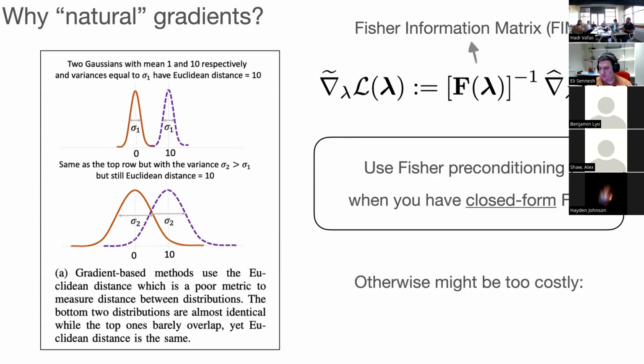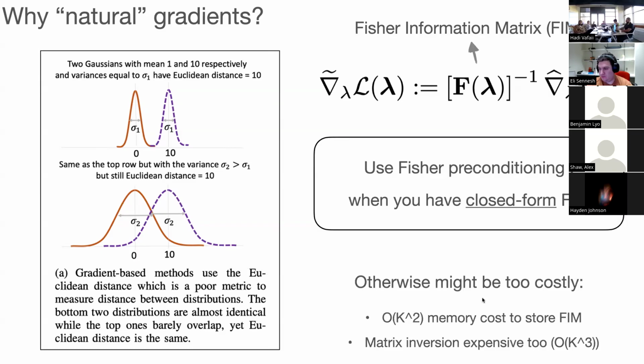But there are some caveats. If you really have a big neural network, then it's really hard to compute this Fisher information matrix because there's a memory cost. There's also a time cost. If K is the dimensionality of your latent space, then the Fisher information matrix can be costly to compute. Therefore, there's a trade-off. You might be better off just using Adam in this case, if you have a big neural network.